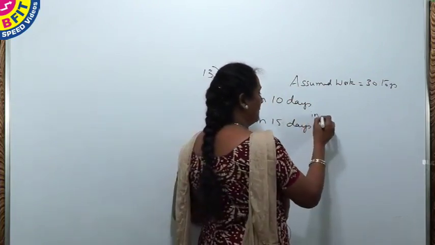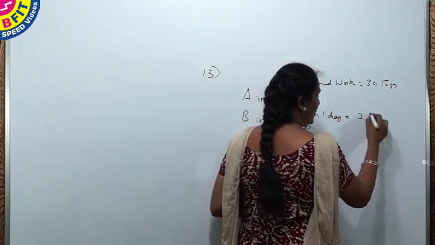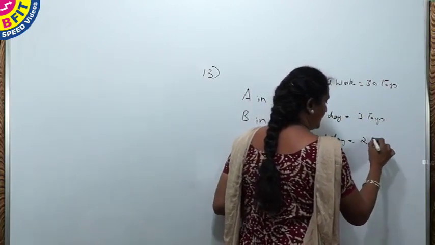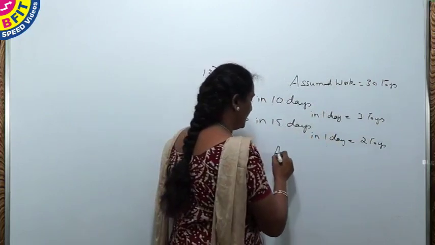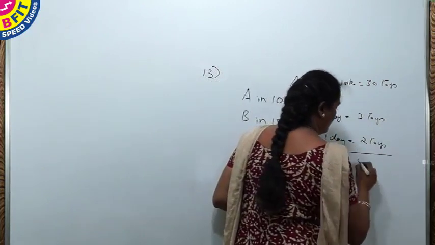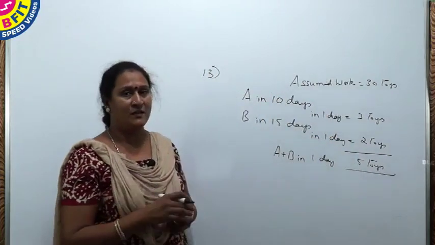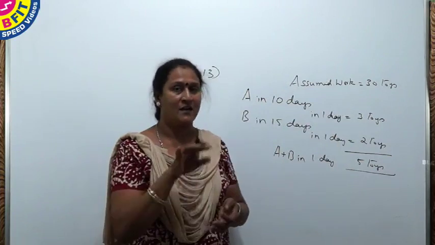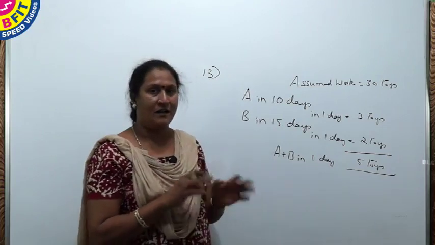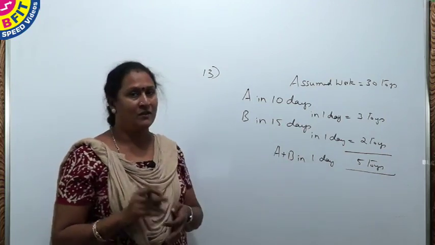If the total work is making 30 toys and if A can do it in 10 days, in 1 day A can do 3 toys and in 1 day B can do 2 toys. So both working together in 1 day can do 5 toys. So in the previous question, question number 12, we saw that A started the work and after a few days B joined. In this question, both start the work and after a few days A leaves, and we are asked to find the time taken by B alone to do the remaining work.